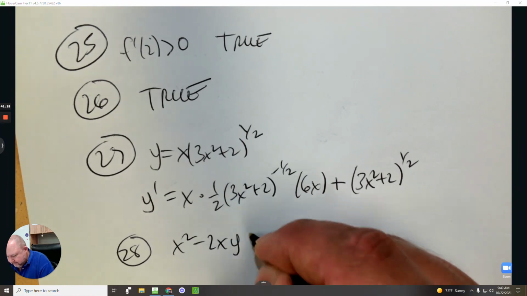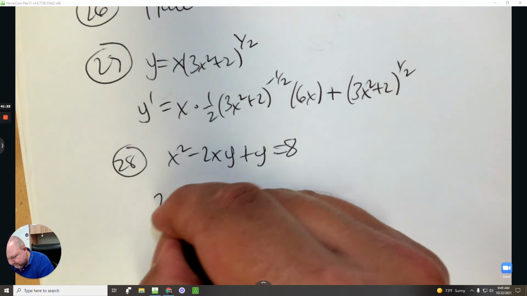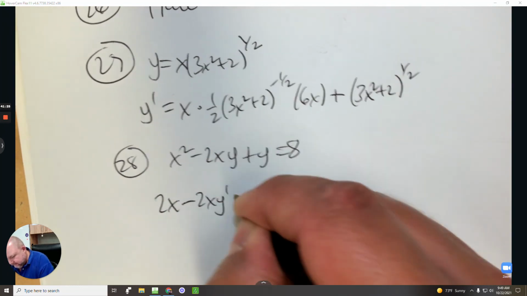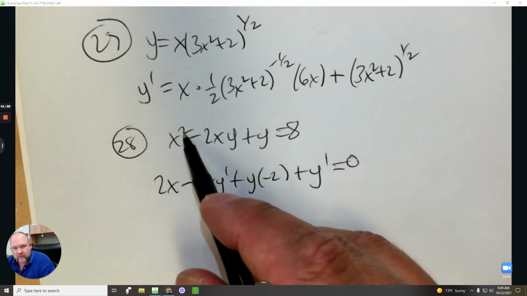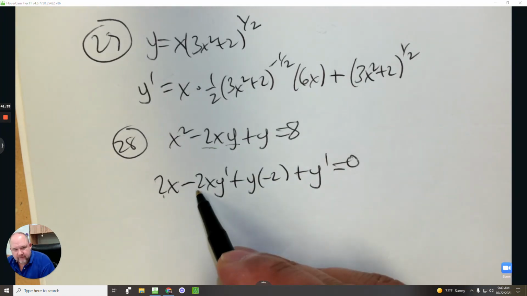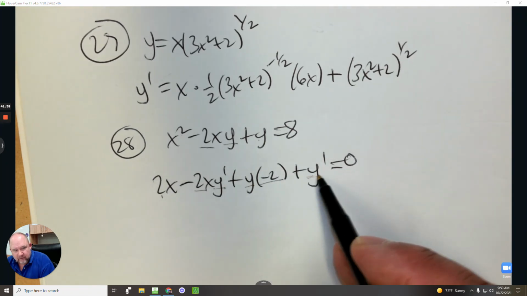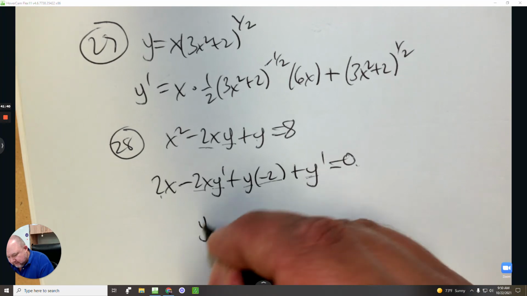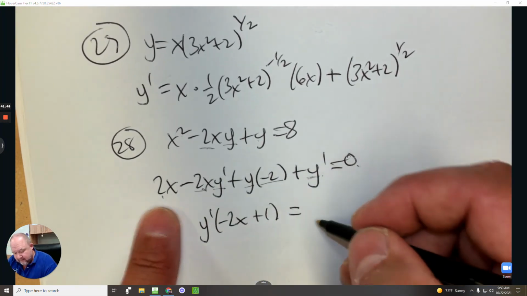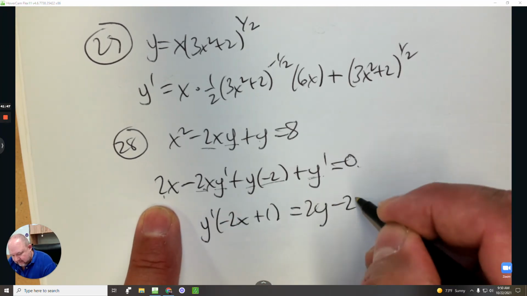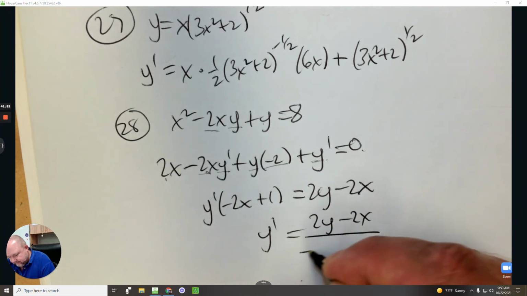Can you derive implicitly? These are so important to practice, right? Press pause and try it. So the derivative, this is the product rule. The first times the derivative of the second times the derivative of the first. This is 1 with a y prime, and that's 0. Factor out a y prime from negative 2x, and that would be 1 left over. Add 2y and subtract 2x to the other side, and then when you divide, you have the derivative.